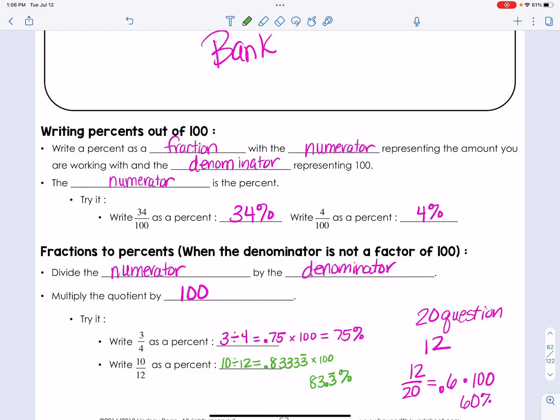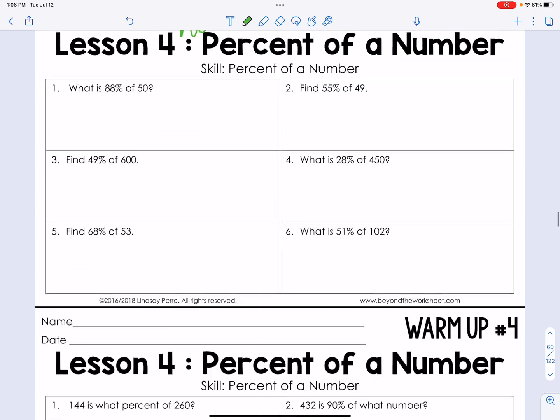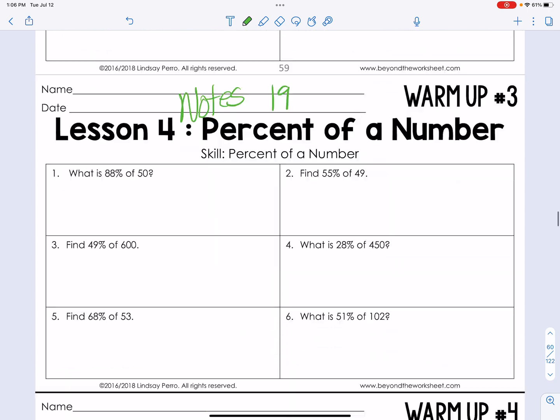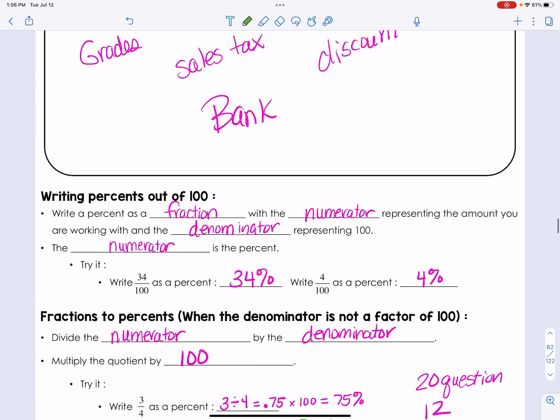All right, so if I go back up to this warm-up up here that we started with on page 18, nope, never mind, I lied. We're going to do that here in a minute.